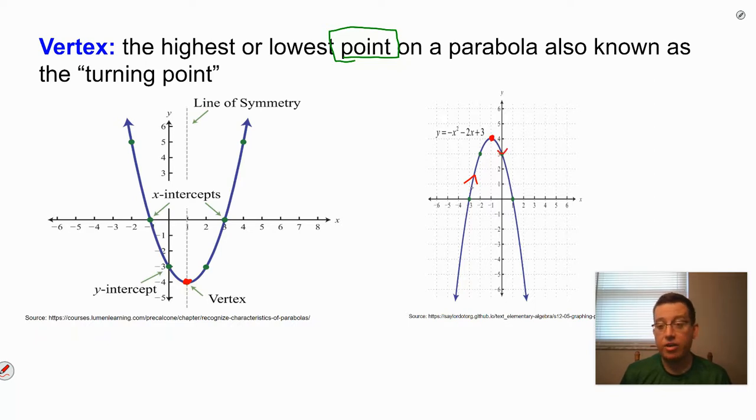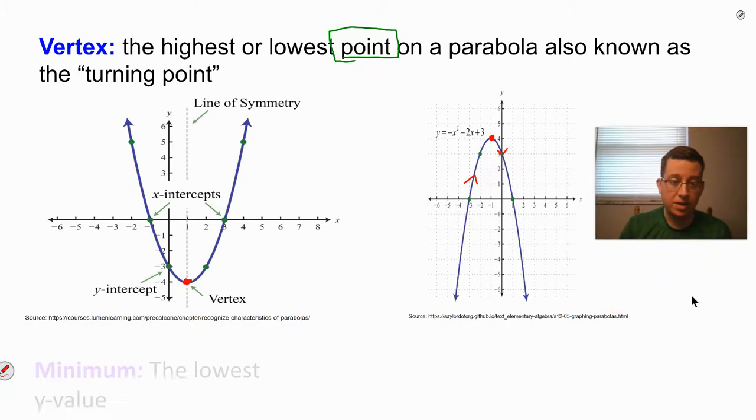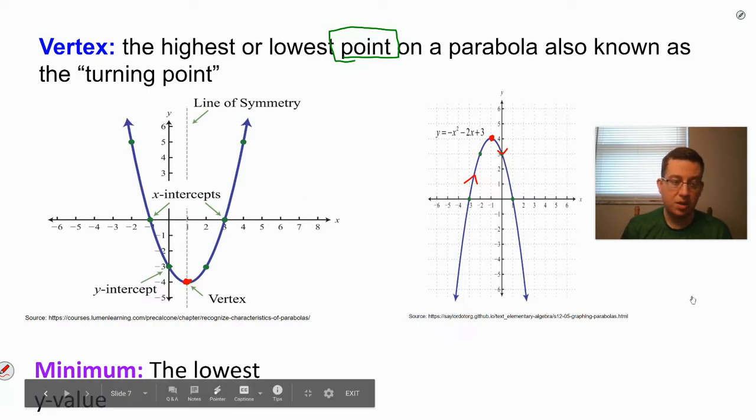This is where the initial force, so how much force you put on an object, is equaled out by gravity. Now, again, not something you need to know off the top of your head, but an interesting fact. Now, with the vertex, there's something called the minimum. This is not to be confused with the vertex. The minimum is the lowest y value.